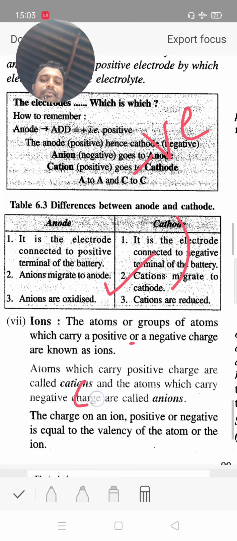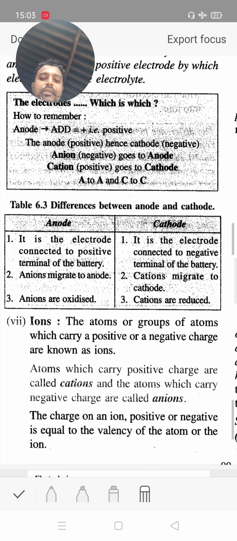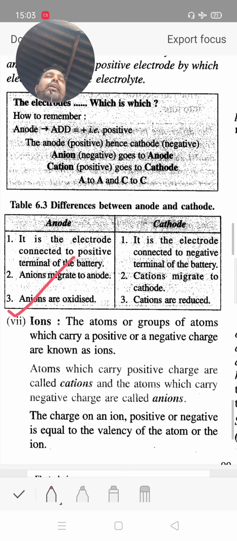Now next, third, anions are oxidized. Oxidized means oxidation takes place. Oxidation means loss of electrons. Now cathode: cations are reduced. Reduction means gain of electrons.